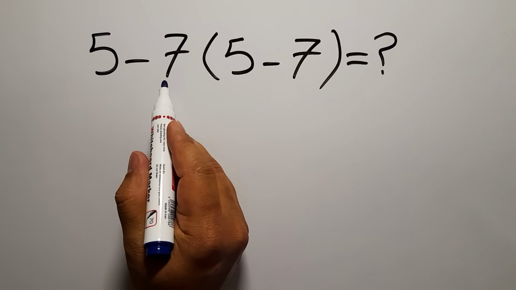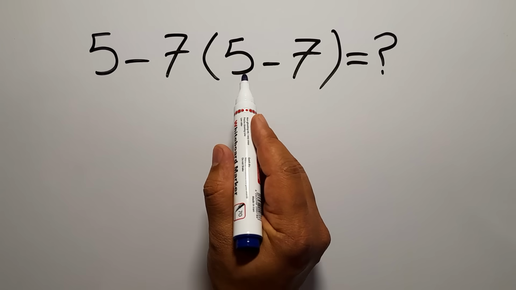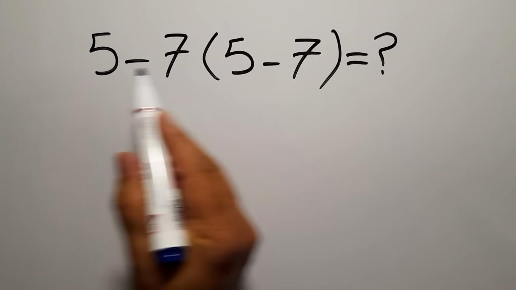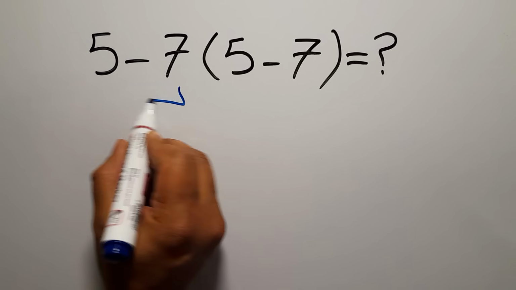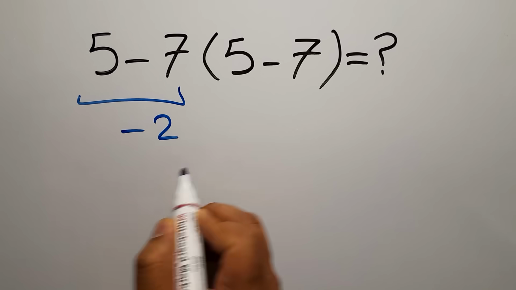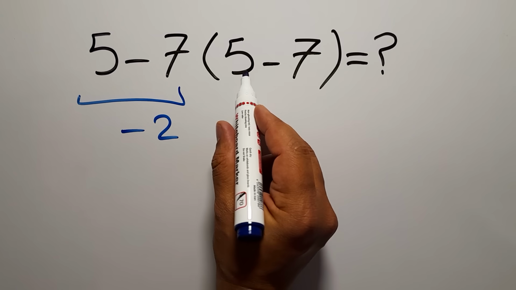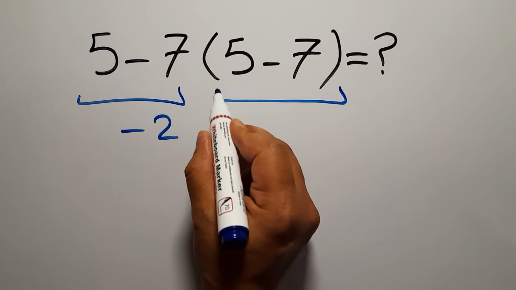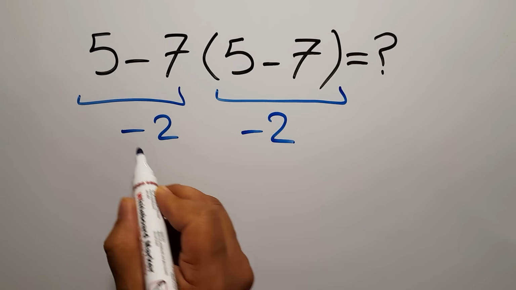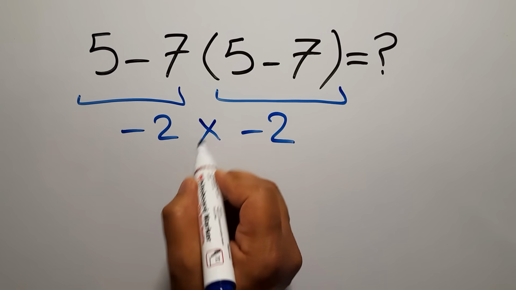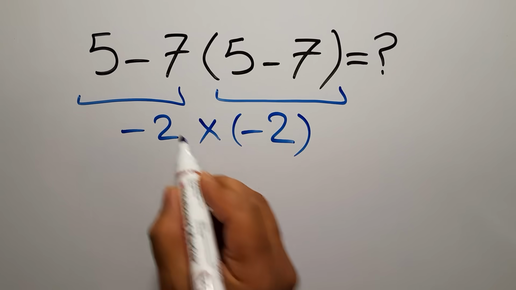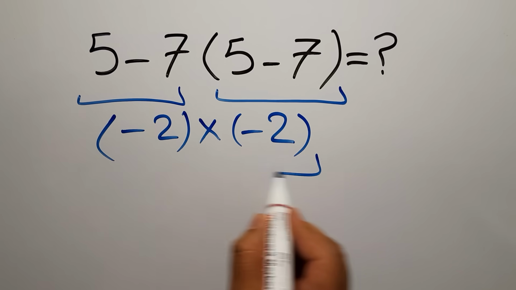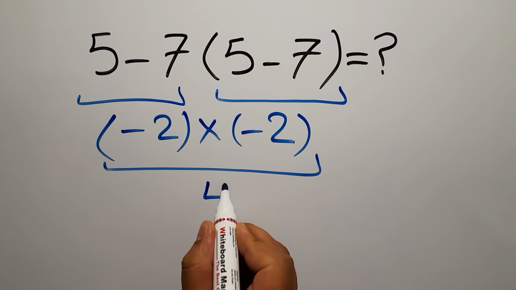5 minus 7, then times 5 minus 7. 5 minus 7 is just negative 2. And again, we have here 5 minus 7, negative 2. So negative 2 times negative 2. And this is equal to 4.